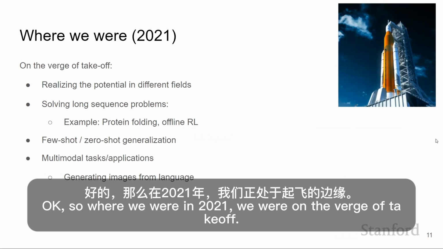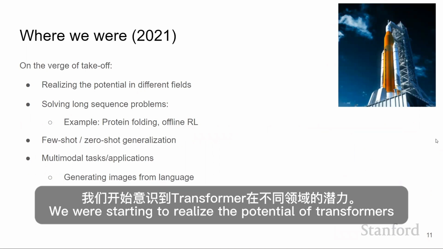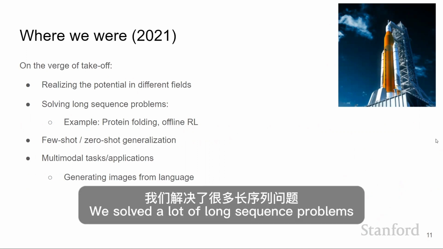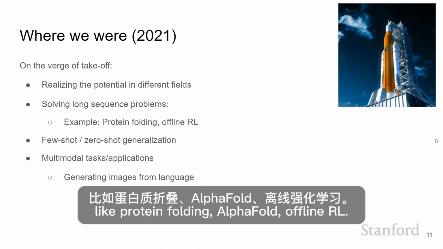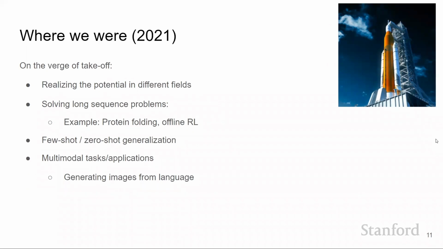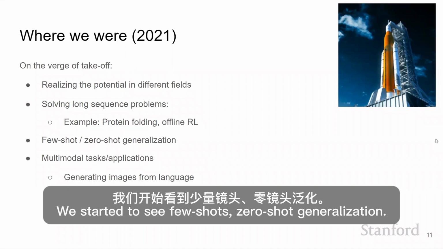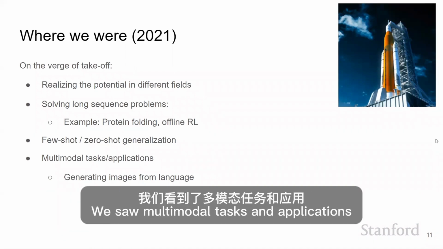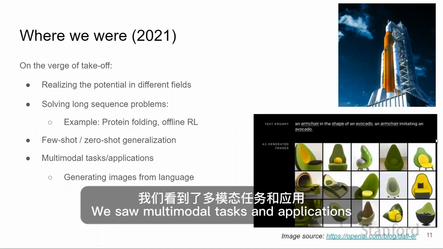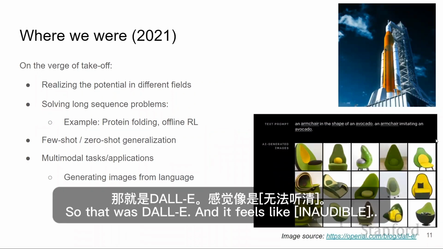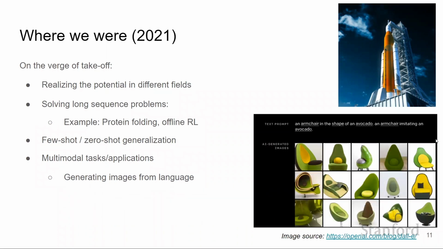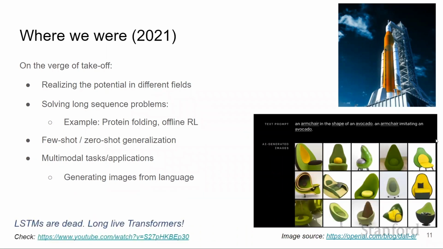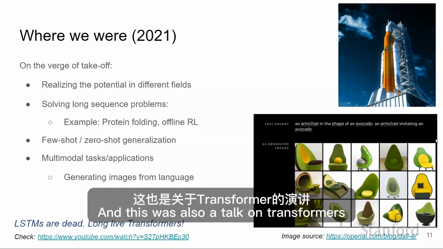So where we were in 2021, we were on the verge of takeoff. We were starting to realize the potential of transformers in different fields. We solved a lot of long sequence problems like protein folding, AlphaFold, offline RL. We started to see zero-shot generalization. We saw multimodal tasks and applications like generating images from language. So that was DALL-E. Yeah, it feels like ages ago, but it was only 2 years ago. And this is also a talk on transformers that you can watch on YouTube.